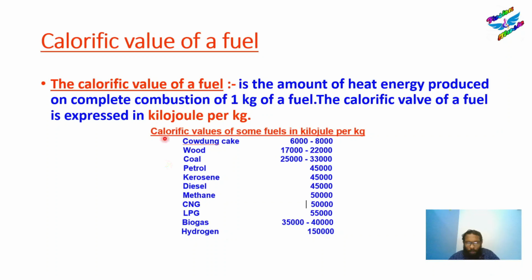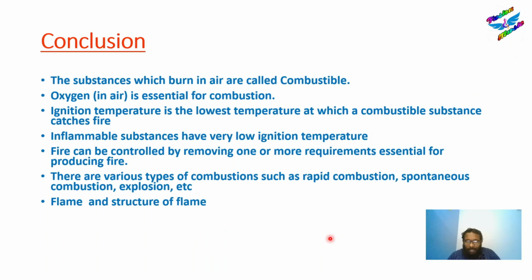Here some of the calorific values are given for different substances. Wood, a solid fuel, has 17,000 to 22,000 kilojoules per kg, coal 25,000 to 33,000, petrol 45,000, kerosene 45,000, diesel 45,000, methane 50,000. Among these, hydrogen has the highest calorific value. It means that for a lower amount of hydrogen, we are able to produce a high calorific value. So this is the efficiency.